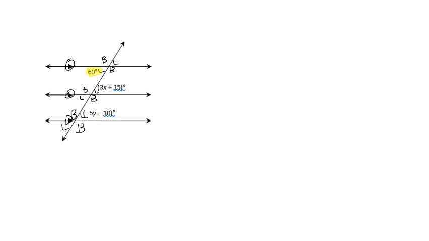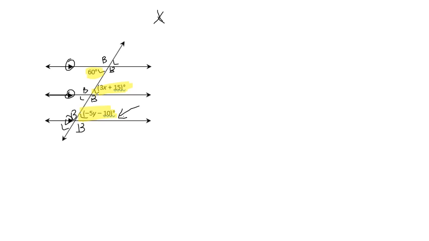I have a 60, that's an L. I have a 3x plus 15, that's an L. And I have a negative 5y minus 10, that's an L. So in this situation, everything is an L that we need to deal with. So let's solve for x first. We have 3x plus 15, and we have 60. We're not going to use this right now because it has a y variable in it. We don't want to mix the variables.